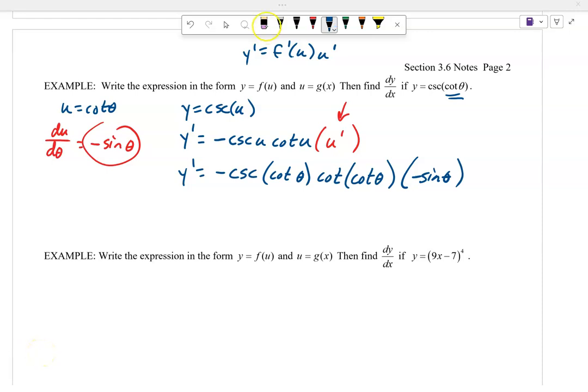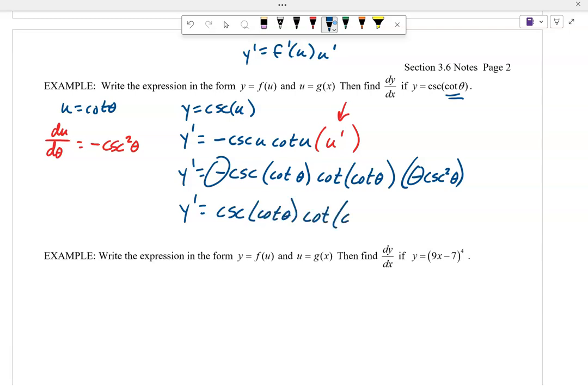Can't square. Guys, my apologies, I just realized that's wrong. Derivative of the cotangent is negative cosecant squared. Sorry about that. Cosecant squared, my goodness. Cosecant, bless you, squared. There we go. Now I got a negative times a negative, so that'll be positive. So y prime just ends up being cosecant of u, which is our cotangent, cotangent of u, and the derivative of u, which was the derivative of the cotangent, which was cosecant squared.